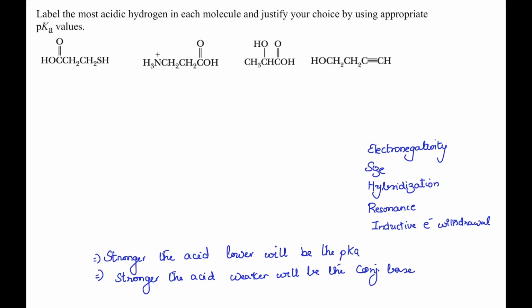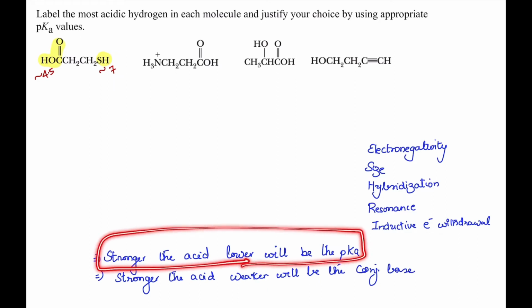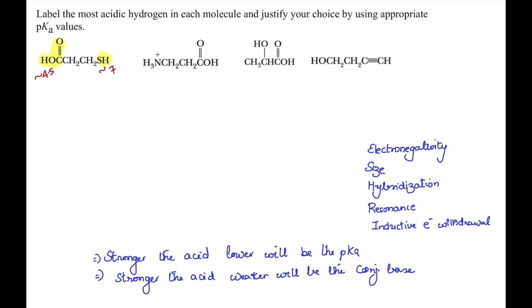Now let's take a look into the first compound. The first compound has 2 functional groups. We have a carboxylic acid group and we have a thiol. The carboxylic acid group has a pKa value of about 4.5 and the thiol has a pKa value of 7. This is a very straightforward answer. We already know that the lower the pKa, the stronger the acid. So obviously, if a hydrogen needs to come off from this molecule, it would be this hydrogen first. So this is the hydrogen that's going to be more acidic.